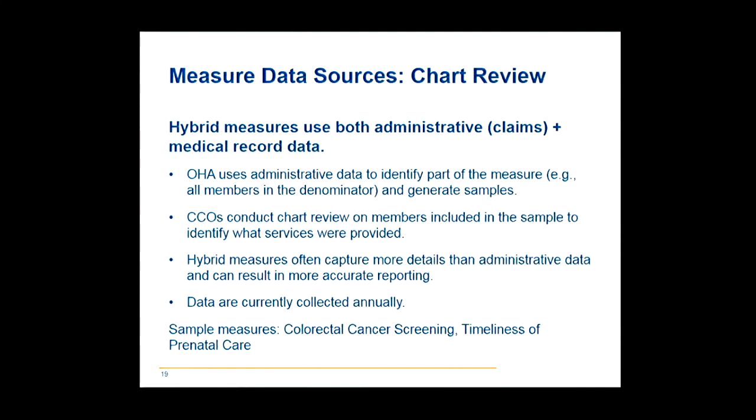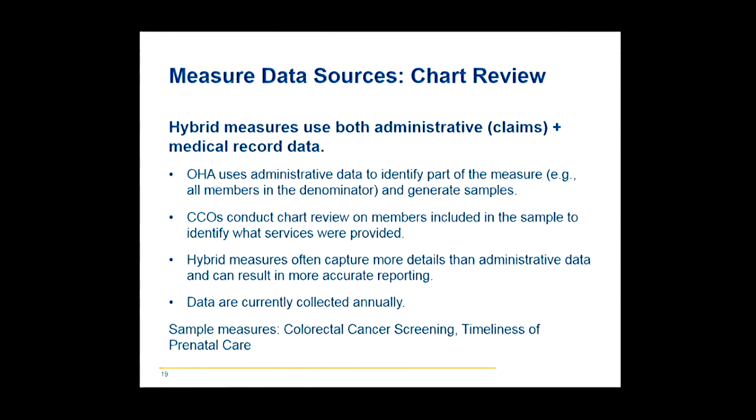Another source is chart review. A lot of the measures that we track, you're not able to get exactly what you want from the claims information. Although you could rely just on claims, to really flesh it out, we allow for chart reviews. We refer to these as hybrid measures, and they include both administrative data as well as medical record data. What we do is we pull samples for each of the CCOs, send the information back for people who meet those criteria, and then the CCOs have people who are certified in chart review go and look for particular pieces of information in the charts. A couple of examples of those are colorectal cancer screenings and timeliness of prenatal care.